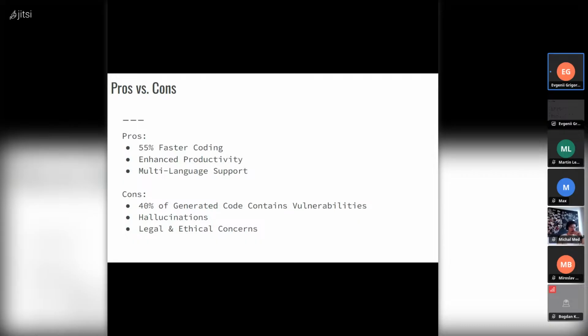Another problem it has, from some GitHub studies, is that 40% of all generated code contains some vulnerabilities like SQL injection or something like that. And it is much more than usual human written code contains.